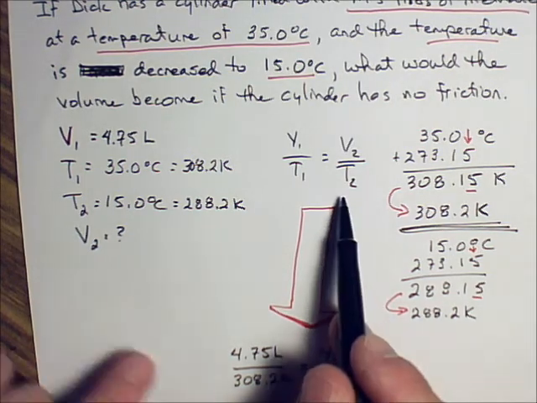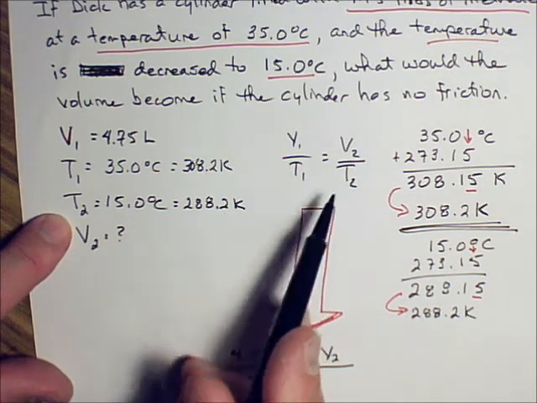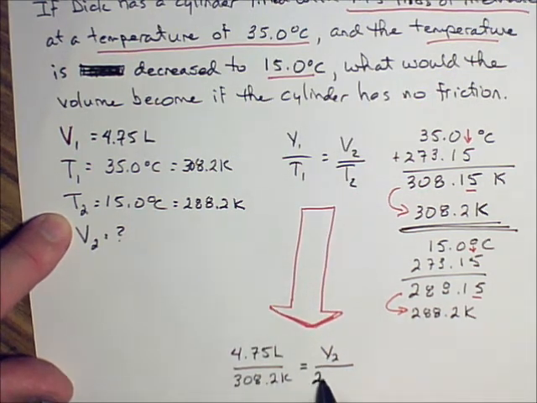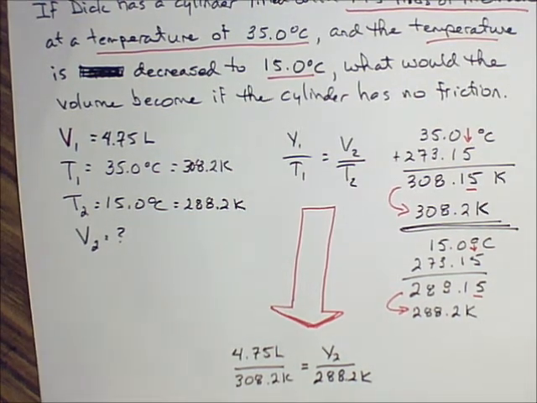All right, so we do know what T2 is. We found out that it's 288.2 K. So we're going to plug that in for T2. Okay, so that's that step. That's the step where we substitute the known values in the equation. Substitute the known values from the list into the equation. That's what we've done here.